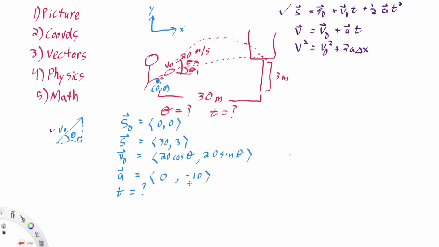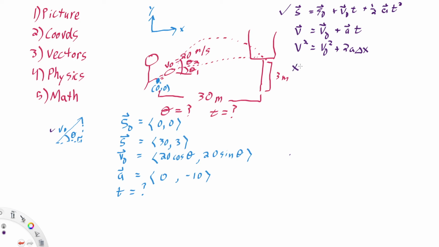Now, if we do a quick check of things that we don't know, in our vector breakdown here, we don't know theta and we don't know t. So that's two unknowns. To solve for two unknowns, we're going to have to write down two equations. Fortunately, we can apply our first kinematic equation here and break it down into the x direction and the y direction. That gives us two equations. So, in principle at least, we can solve this thing.